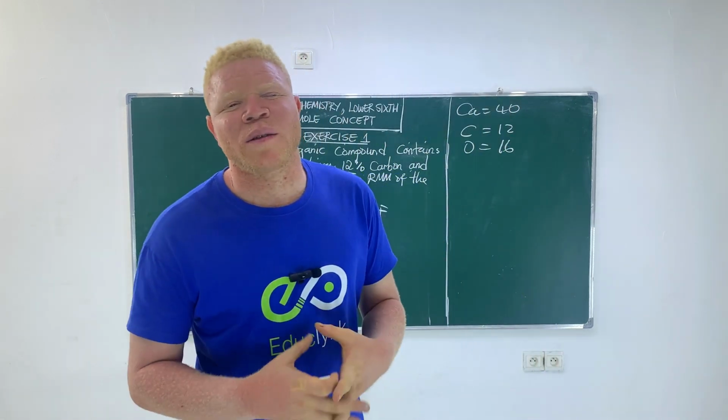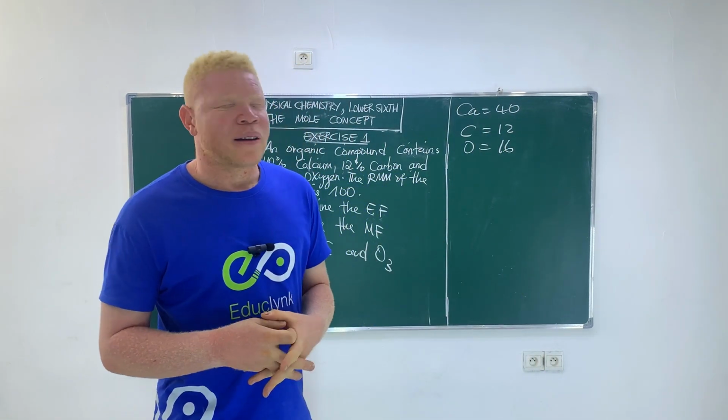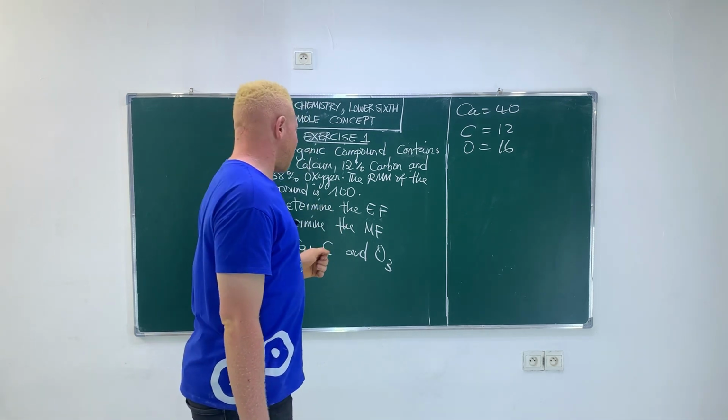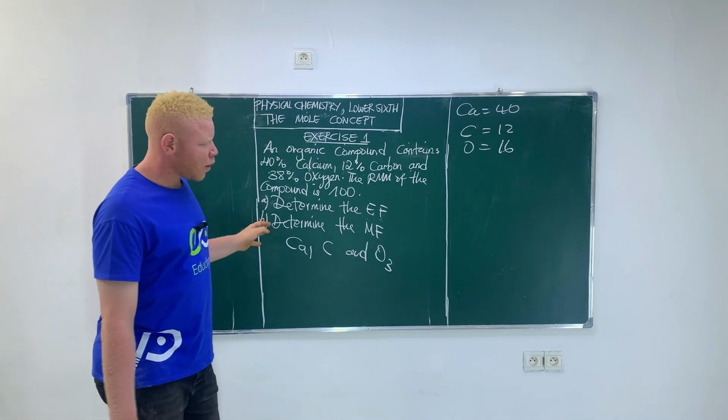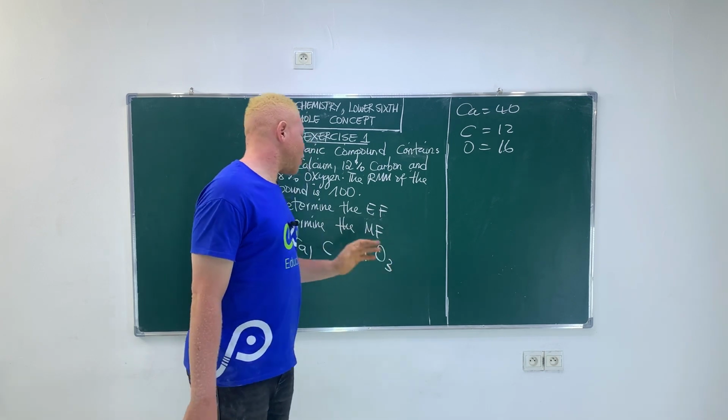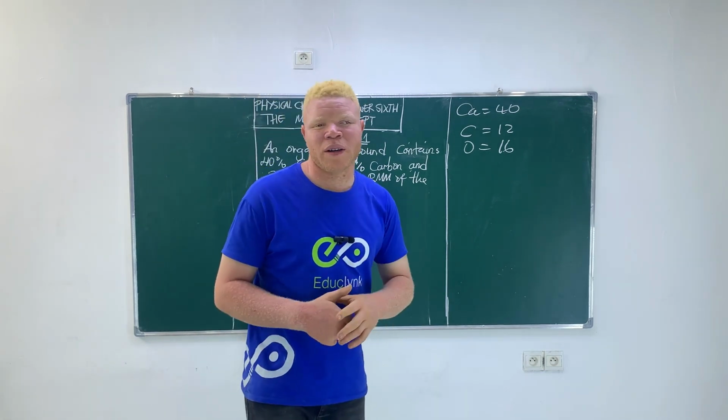In our next video, we're going to see how we can clearly solve the exercise. That is A, B. So A stands for what? The empirical formula, and B stands for the molecular formula.